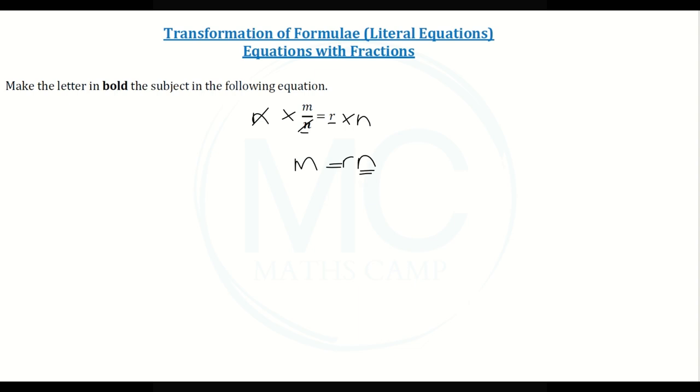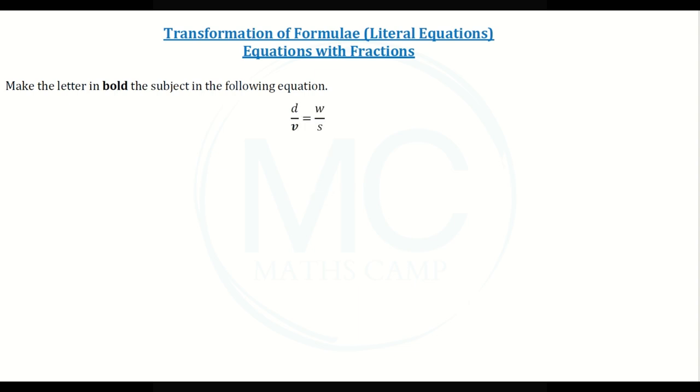N is our bold variable. To get it by itself, we have to divide both sides by r. So we say divided by r and divided by r. On the left, we now have m over r, and on the right, the r's will cancel, and we're left with n. And n is now the subject of this equation.